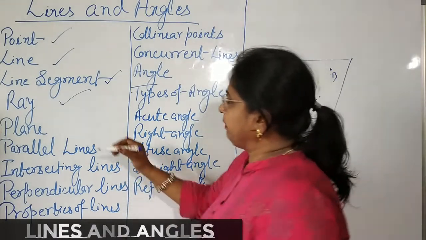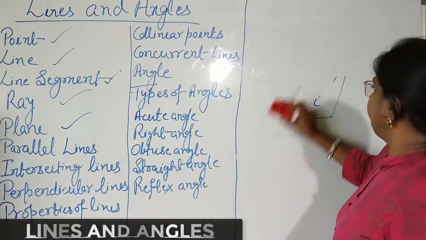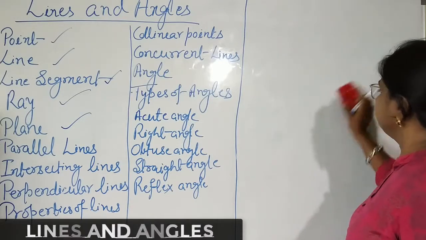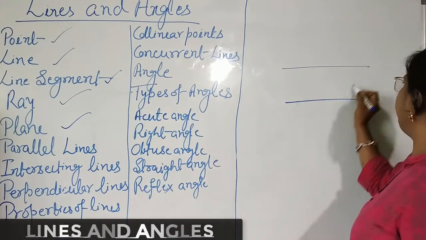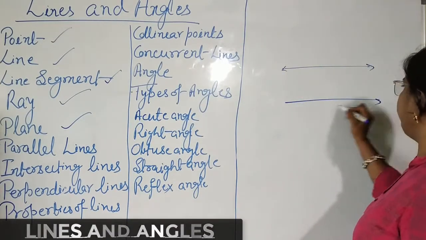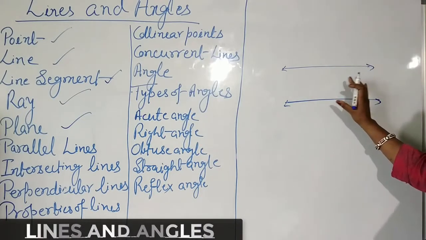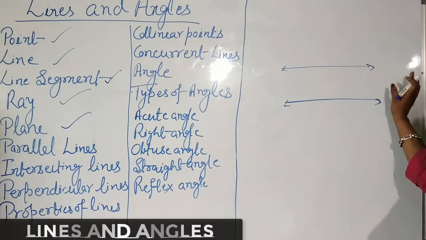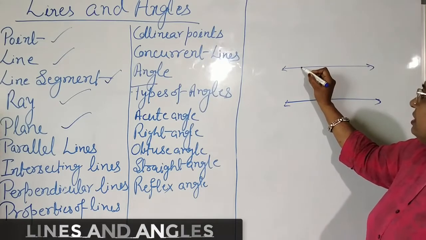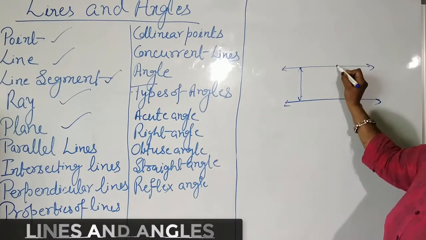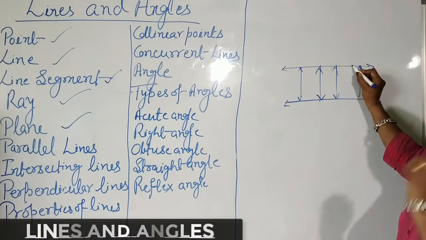Next, your parallel lines. Plane over. Parallel line. Two lines in a plane don't meet anywhere. Don't have any intersecting point. That means distance between both at each and every point is always the same. These distances are always the same.